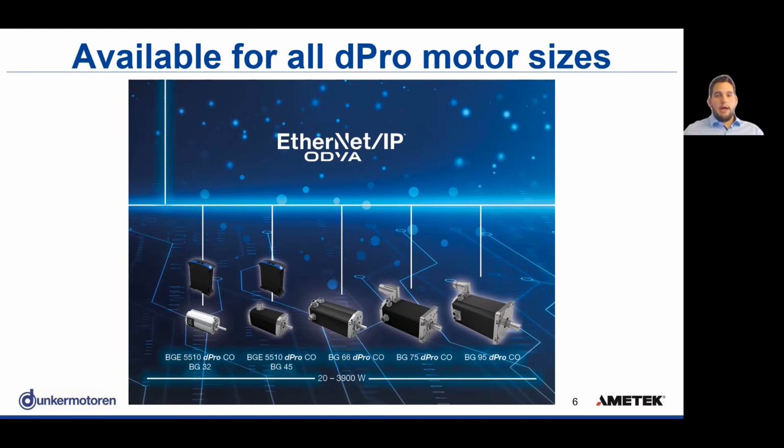And as the last point in the introduction, I'll give you an overview of where Ethernet IP will be available. Ethernet IP is available over all our new motor generations, all the D-Pro motors, from the big BG95 in the background of me, which supports nearly 4,000 watts, down to the small BG motors, BG32, supported by the BGE 5510. So overall, in our BG MCP portfolio, Ethernet IP is available.